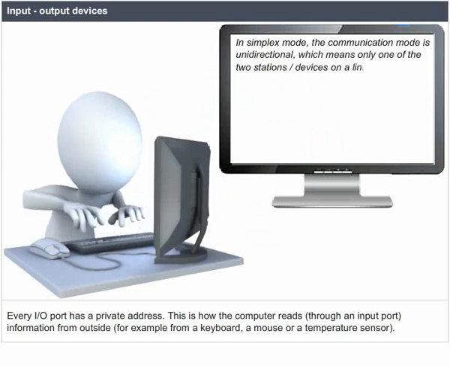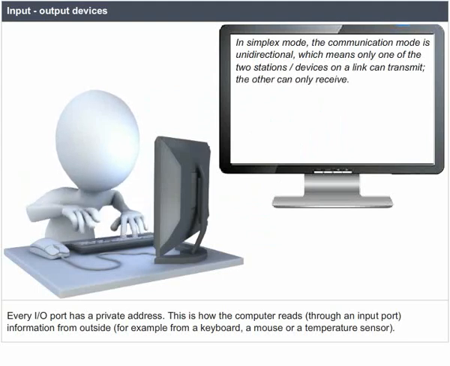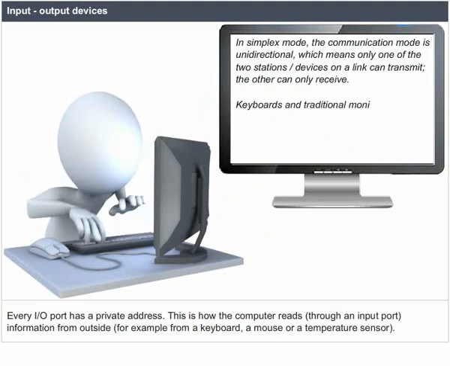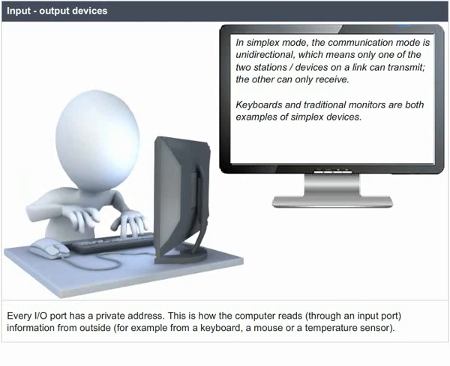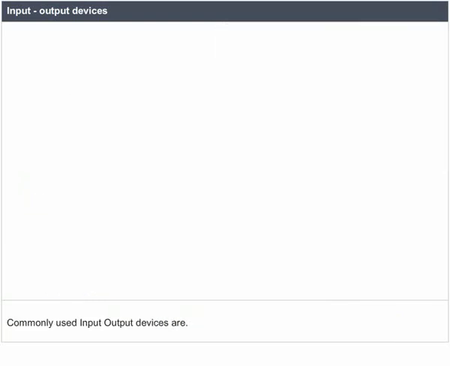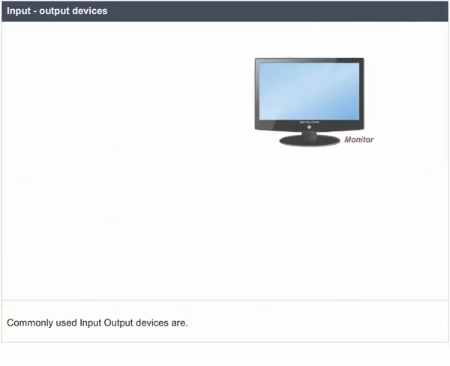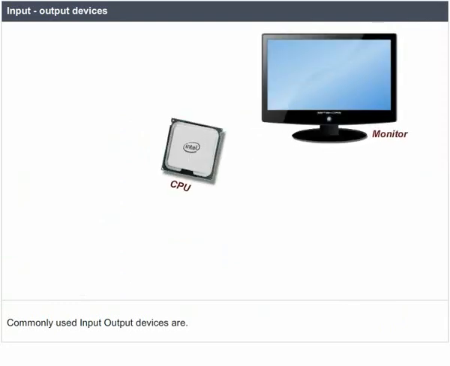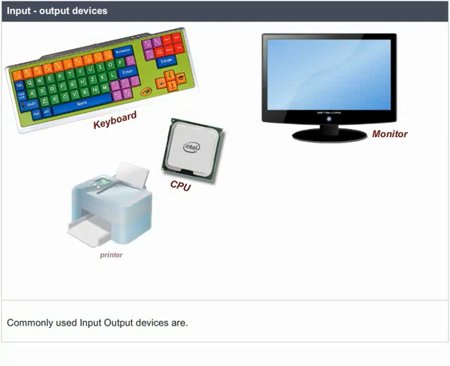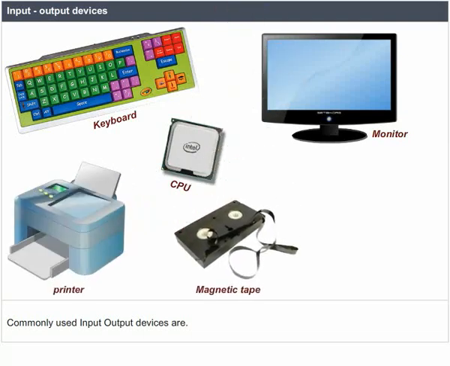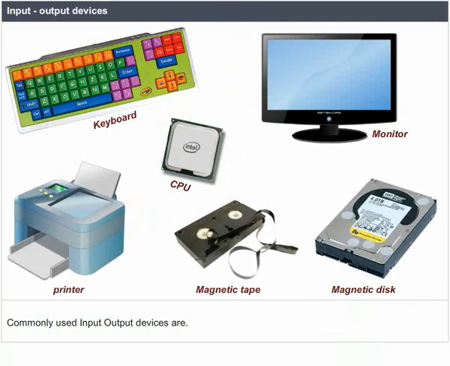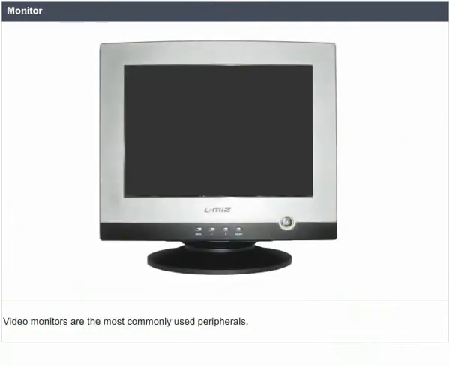This is how the computer reads information from outside through an input port, for example, from a keyboard, a mouse, or a temperature sensor. Commonly used input-output devices are monitor, CPU, keyboard, printer, magnetic tape, magnetic disc. Monitor. Video monitors are the most commonly used peripherals.